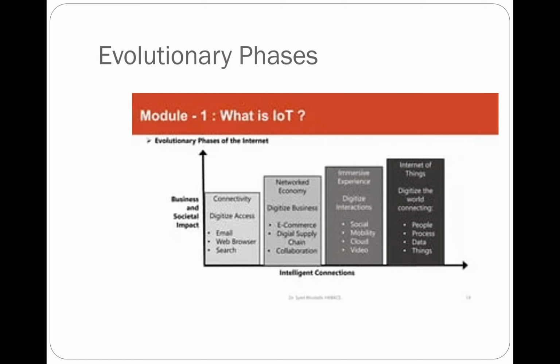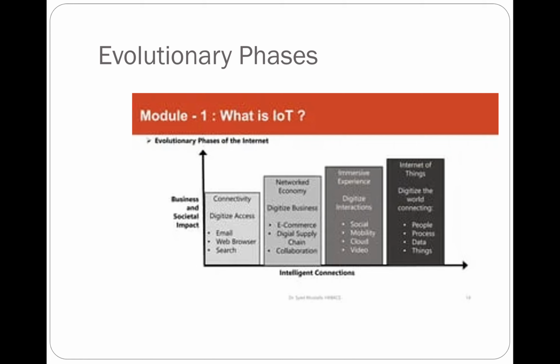Let's see the evolutionary phases of the IoT. There are four phases. Initially, connectivity, network economy, immersive experience, and Internet of Things. What is connectivity? Connectivity is nothing but we have started using email and web browsers for searching, right? That is phase one, connectivity. Every university and organization has started using emails. The network economy, that is e-commerce systems.